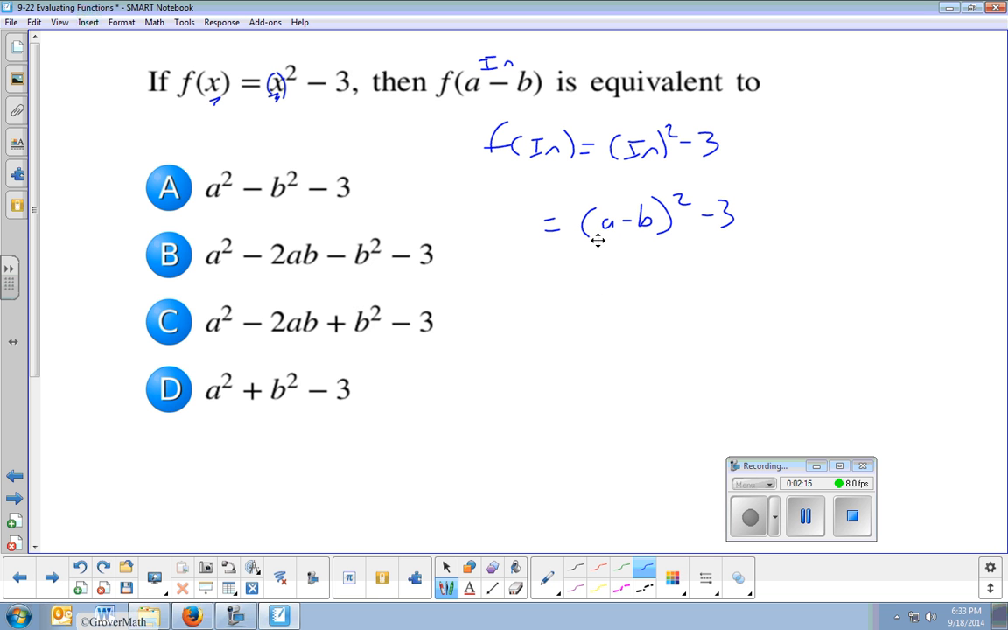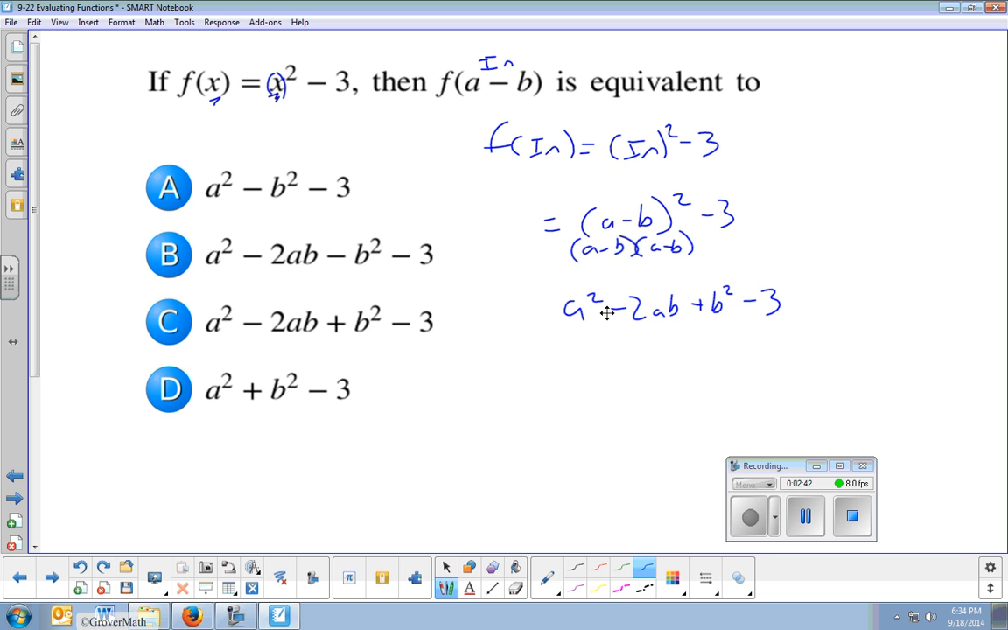We see it all the time. It's a minus b times a minus b. It's FOIL. You can't just square the pieces inside because it's a polynomial. You'd have to do the whole distribution process. But it's going to come out to be a squared minus 2ab plus b squared. So you'd have a squared, you'd have a negative ab, another negative ab, which would combine to be negative 2ab, plus b squared minus 3.